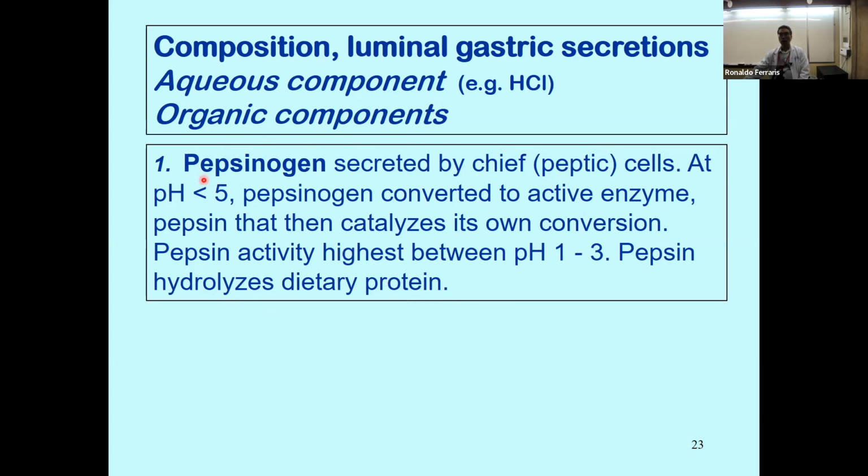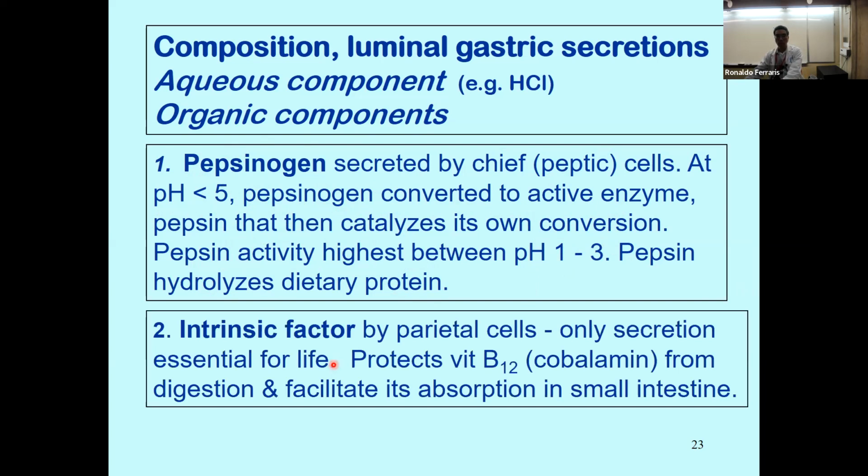So pepsinogen, at pH less than 5, is converted to the active form pepsin, which then catalyzes its own conversion. The proteolytic activity of this enzyme is greatest at pH 1 to 3. The second is intrinsic factor, secreted by parietal cells.